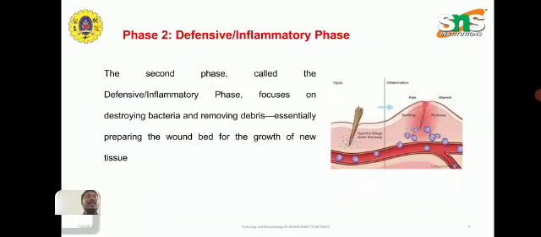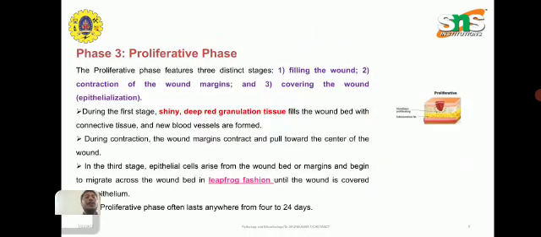So the next one is the defensive, or you may call it the inflammatory phase. The second phase, called the defensive or inflammatory phase, focuses on destroying bacteria and removing debris, essentially preparing the wound bed for the growth of new tissue. Then the third one, the proliferative phase. In the proliferative phase, you have three things: filling the wound, contraction of the wound margins, and covering the wound, that is, epithelialization.